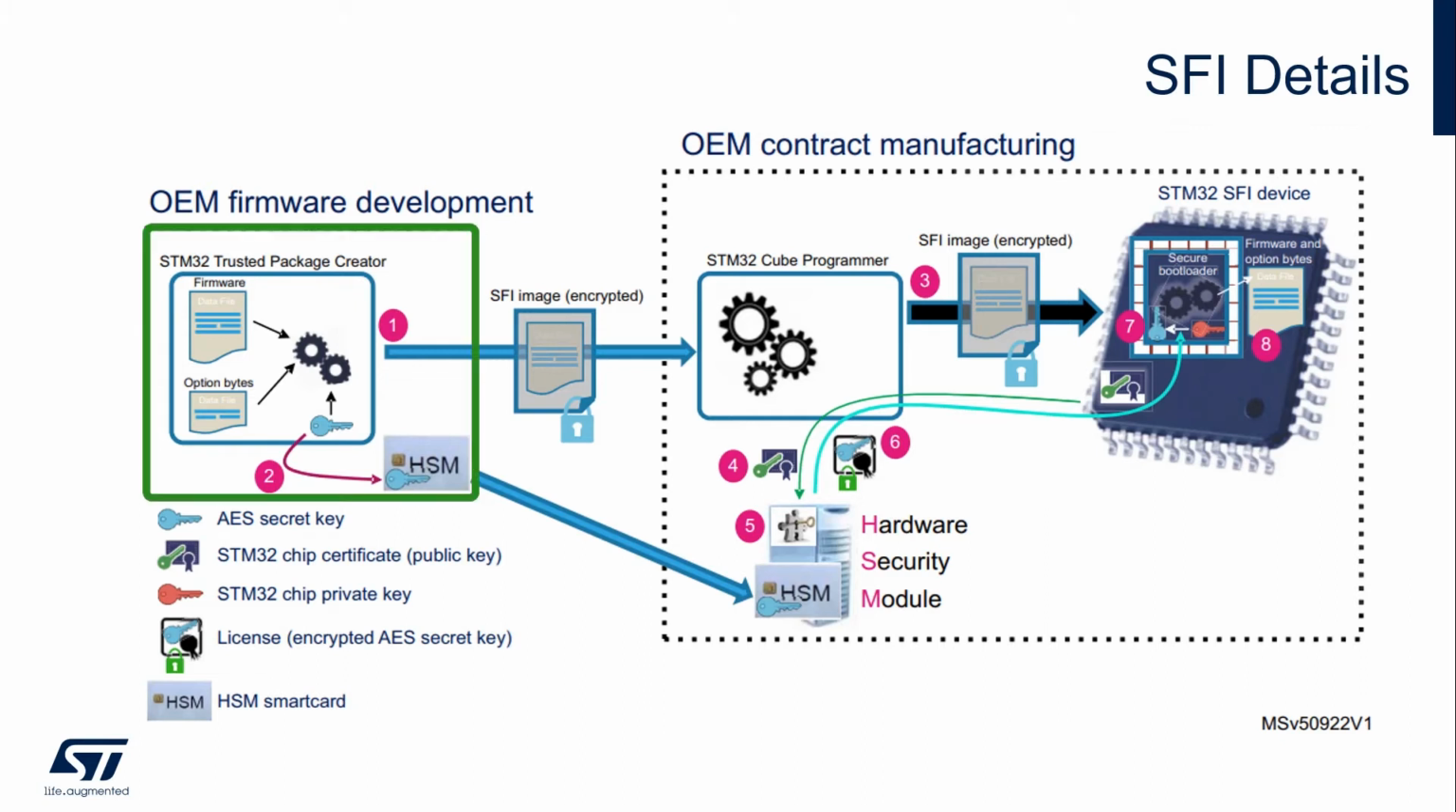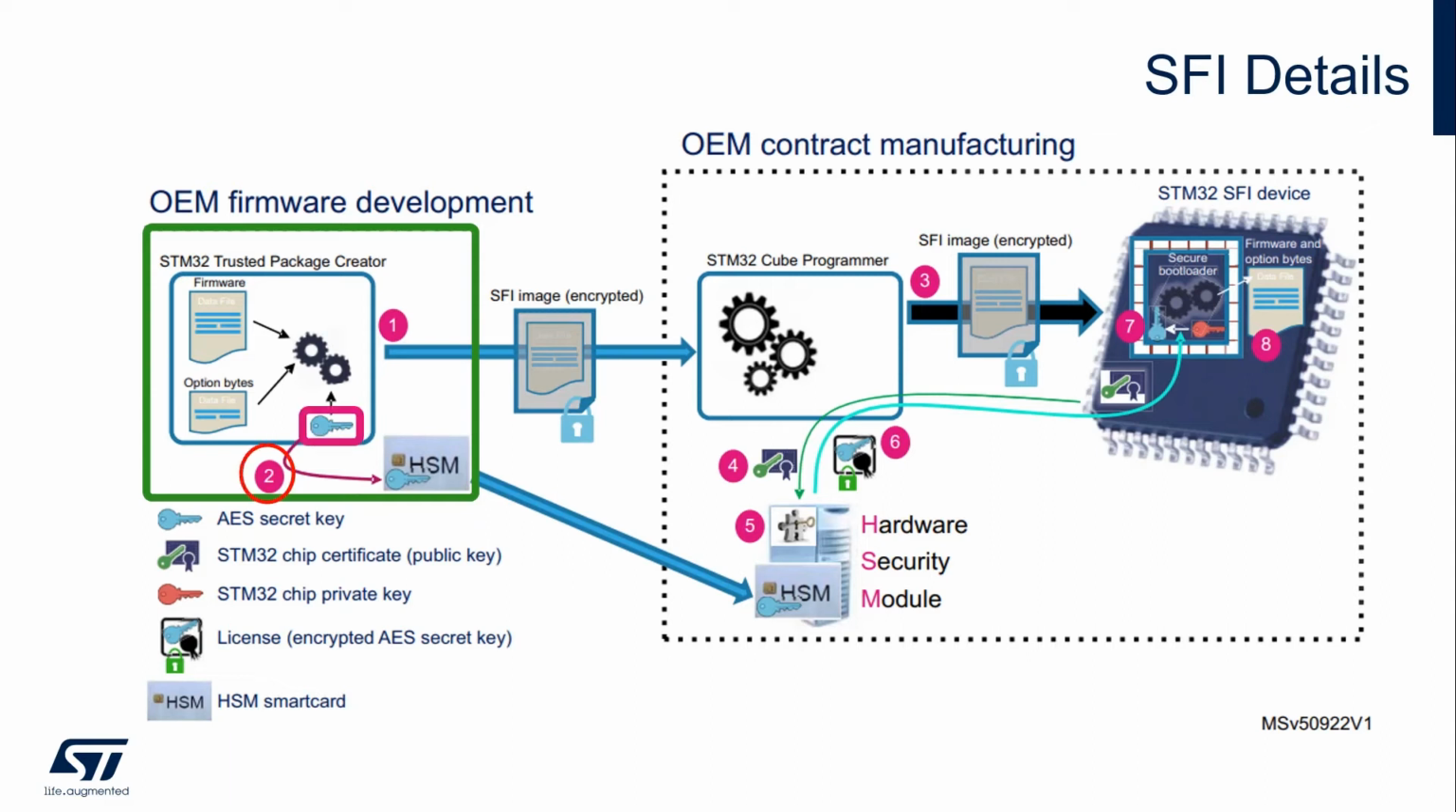The first phase happens at the OEM, that is responsible for firmware development, for creating and managing the secret keys used to protect the transport of the firmware image, and for the creation of the SFI package. In step 1, the OEM creates an AES secret key, and it is responsible to keep it secret, and uses STM32 Trusted Package Creator to create the encrypted SFI image that includes the original firmware and the option bytes configuration of the device after the SFI process.